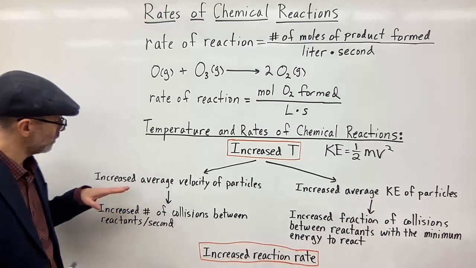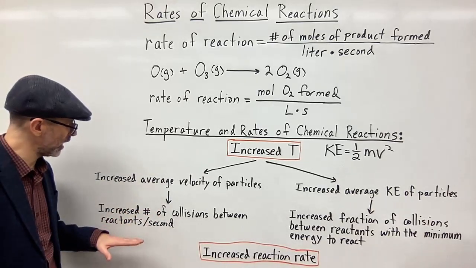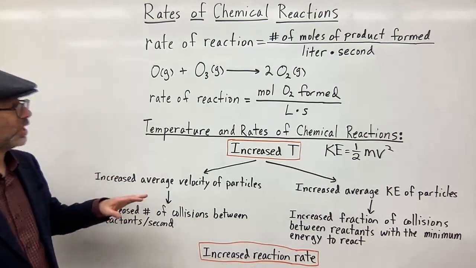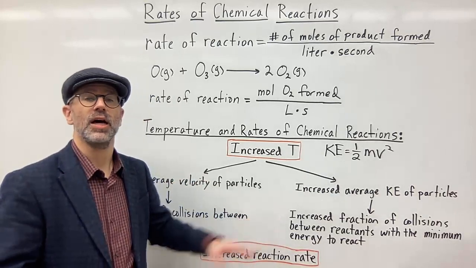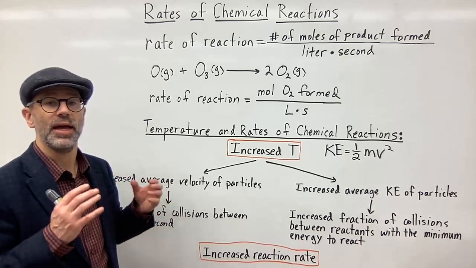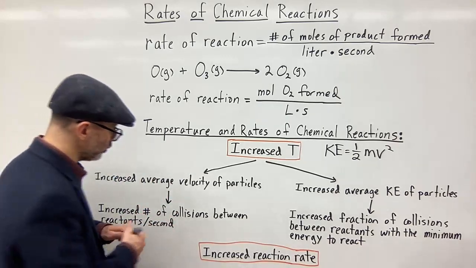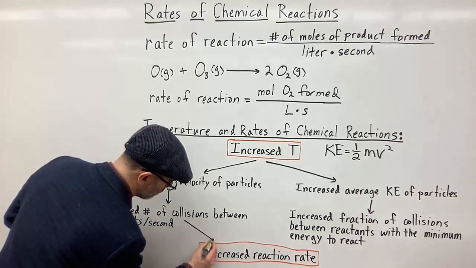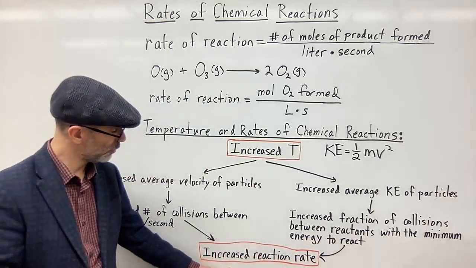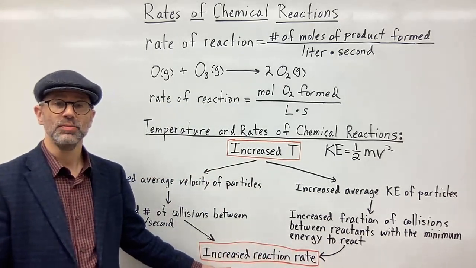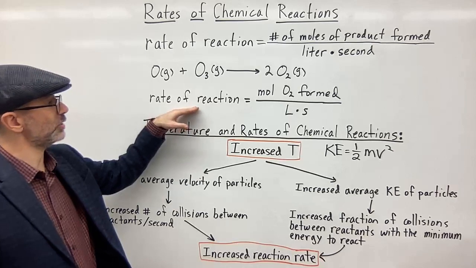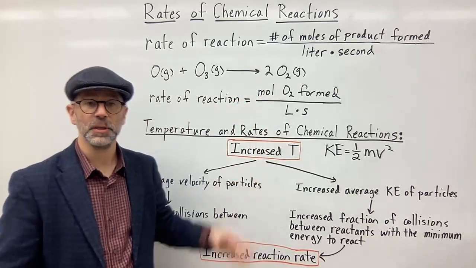So here, increased average velocity means you're going to get an increased number of collisions per second. So you're increasing the number of collisions, but in addition to that, you're increasing the fraction of those collisions that are going to have the minimum energy necessary. So both of these then lead to an increased reaction rate. So remember that the increased reaction rate is related to the moles of formed product.